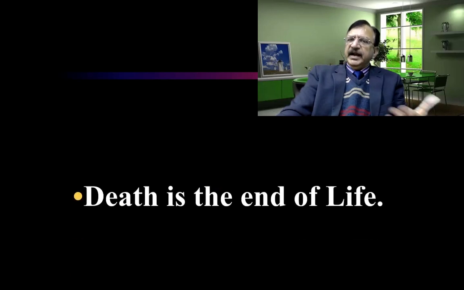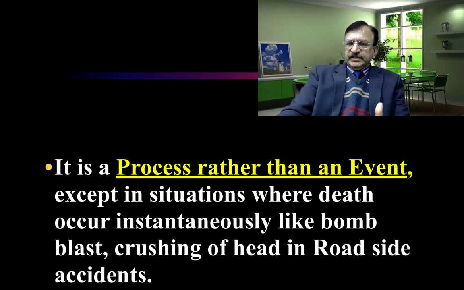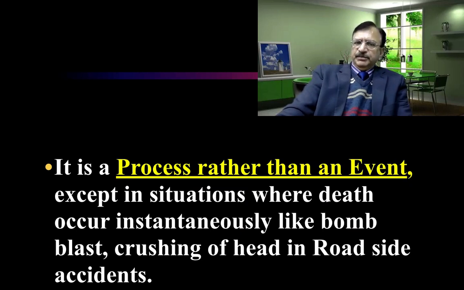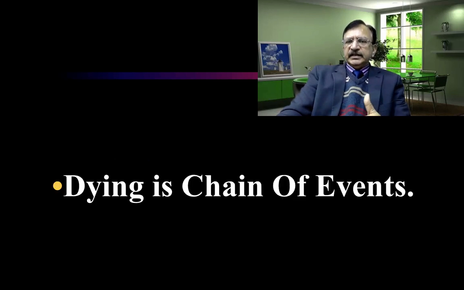Now, coming to death, what is death? Death is the end of life. We have understood what is life. Life is the existence of three vital systems, and death is the end of life. So death is a process, rather than an event. We will understand what this means. Except in certain situations where death is instantaneous, like bomb blast, crushing of head in road traffic accidents, and various other examples where death is instantaneous. While in other situations, the death is a process, rather than an event in a particular moment. Dying is a chain of events.